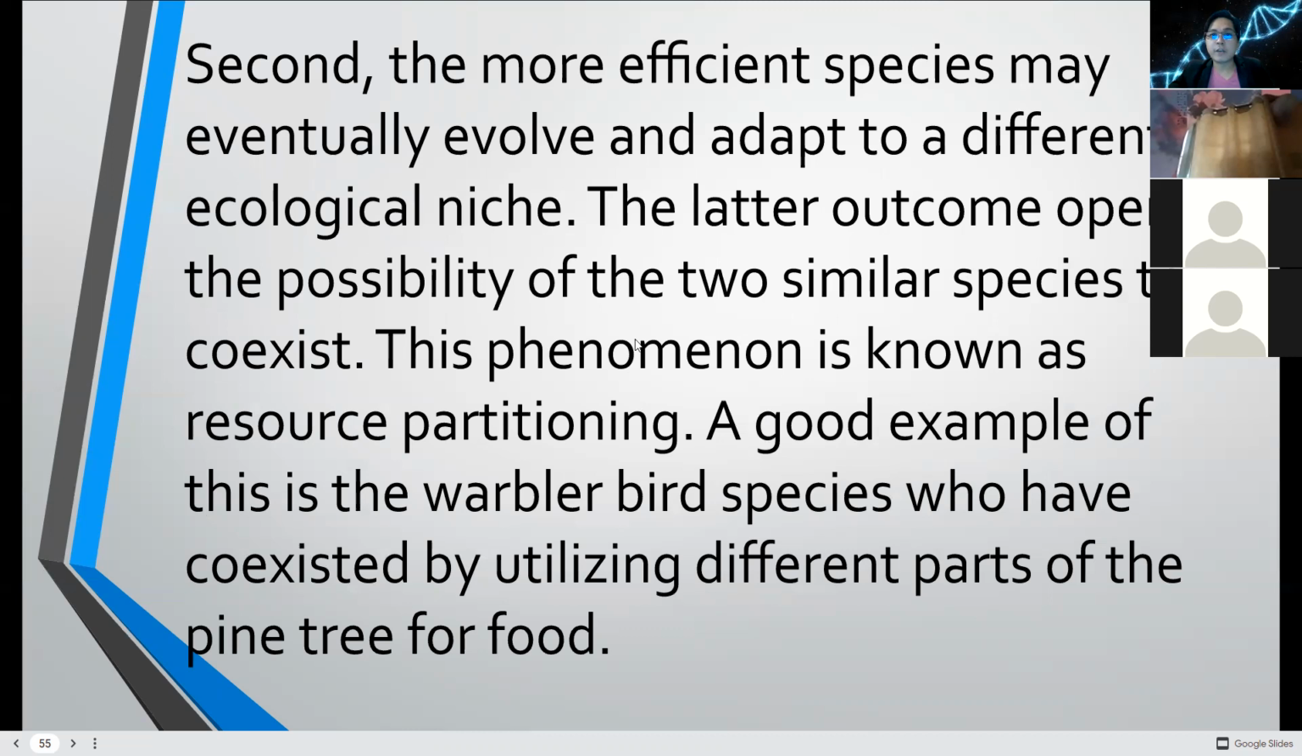Second, the more efficient species may eventually evolve and adapt to different ecological needs. The latter outcome opens the possibility of two similar species coexisting. This phenomenon is known as resource partitioning. Resource partitioning happens when there is some evolution of that particular species, and it can adapt to different ecological needs or a different environment. A good example of this is the warbler bird species, which coexist by utilizing different parts of the pine trees for food.